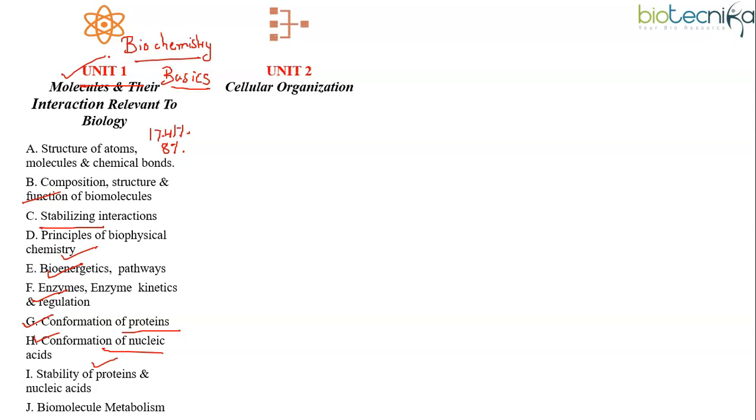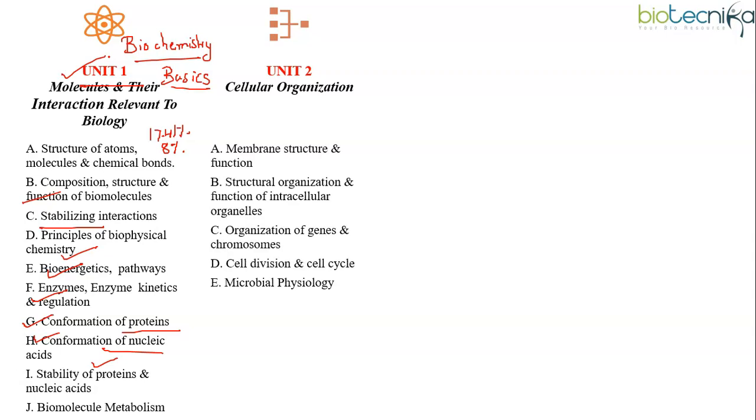Another unit is Unit 2, cellular organization. Once you're done with Unit 1, move over to Unit 2, which deals with cellular organization. If you look here, in comparison to Unit 1, Unit 2 has fewer subunits and topics. Here you study membrane structure and function. You study organelles, like mitochondria, chloroplast, endoplasmic reticulum, Golgi bodies, vacuoles and more. And also you study organization of genes and chromosomes, cell division and cell cycle, and microbial physiology.